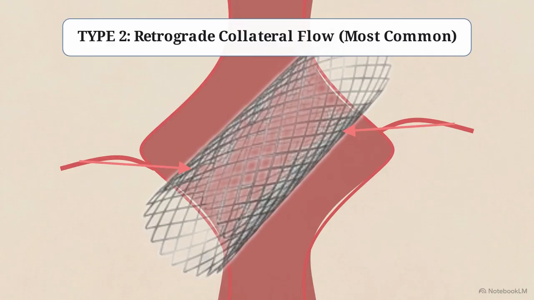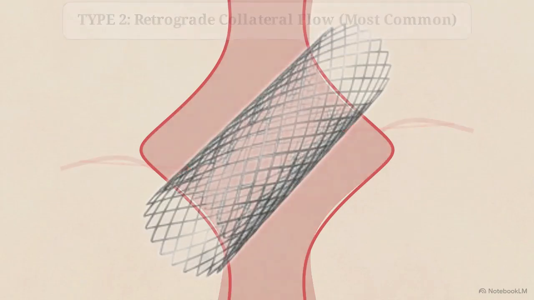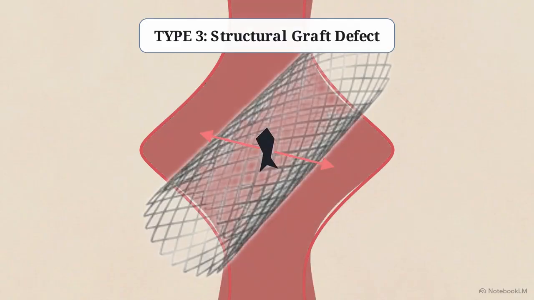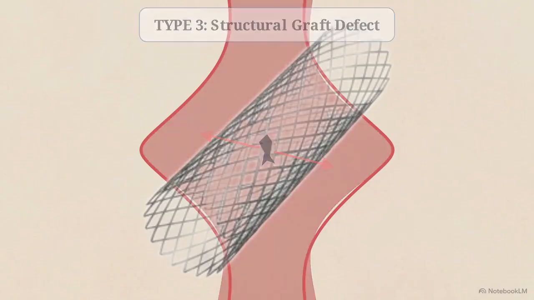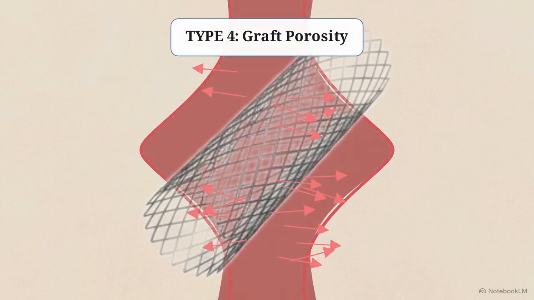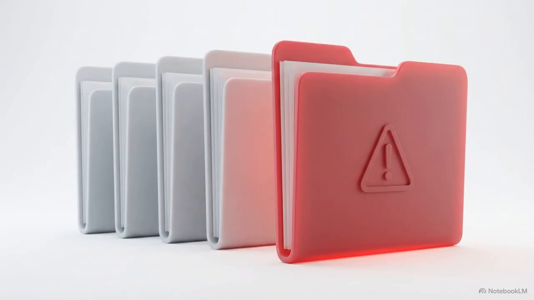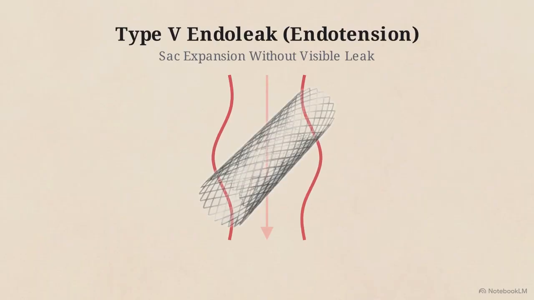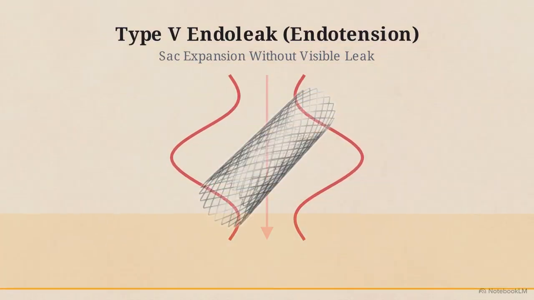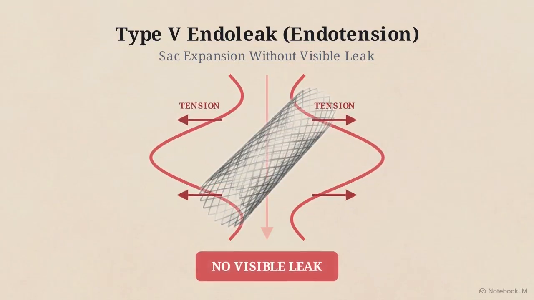The mechanical failures fall into the next categories. Fluid escapes outward, either through a physical defect in the graft structure, a type 3 leak, or seeps directly through porous graft material in a type 4 leak. Finally, type 5, or endotension, presents a frustrating clinical scenario. The aneurysm sac continues to expand dangerously under pressure, yet modern imaging detects no visible leak anywhere in the system.